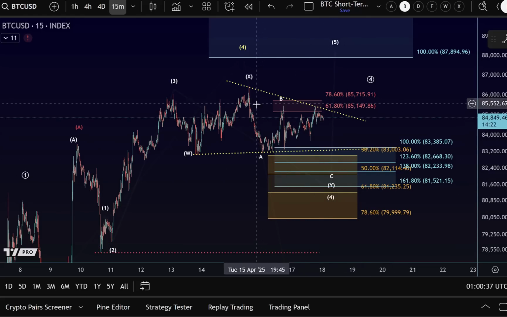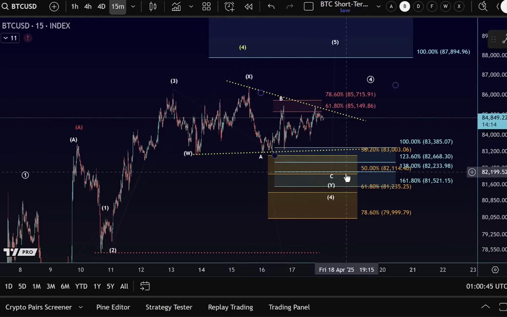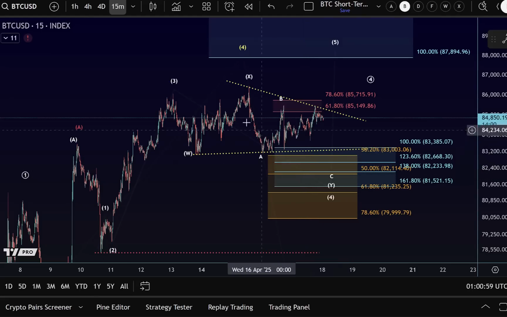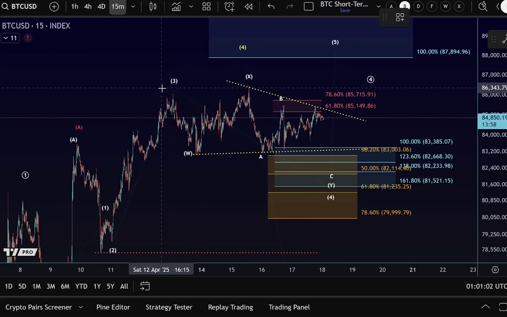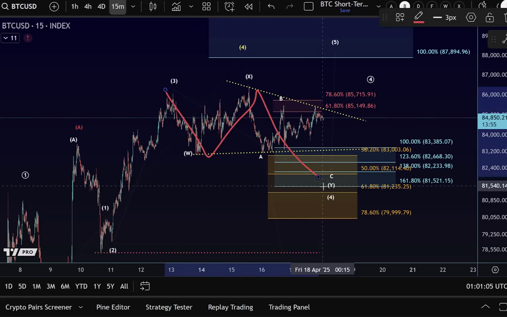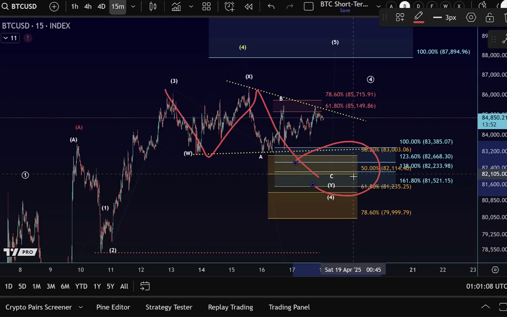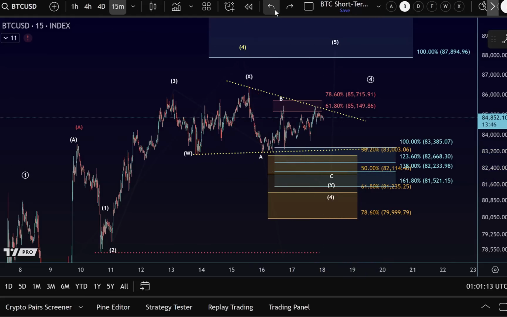But then obviously we can look at the micro patterns and identify some more specific, more detailed and more relevant targets. The blue box is basically just one way of measuring and narrowing down the key levels where we expect a reaction. That's based on the WXY pattern here, and as you can see, there seems to be some confluence around $82,100 to $82,200. So for now, we keep an open mind where the price could be going.